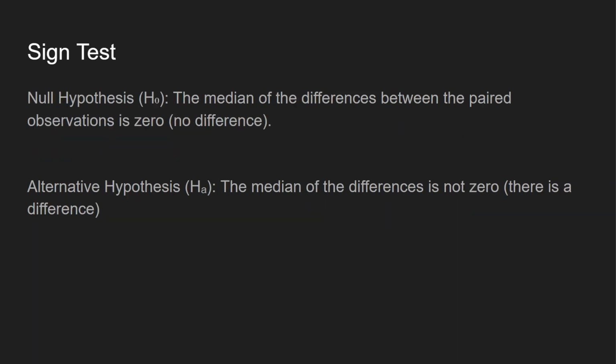Okay, so now let's talk about our null and alternative hypothesis. The null hypothesis is that the median of the differences between the paired observations is 0. The alternative hypothesis is that the median of the differences is not 0. There has to be some sort of difference.